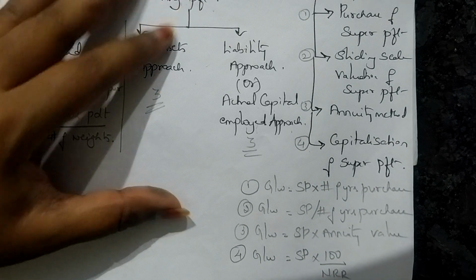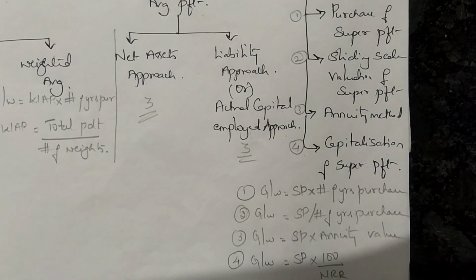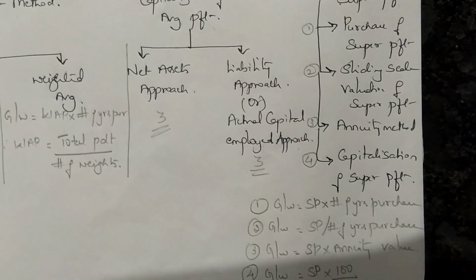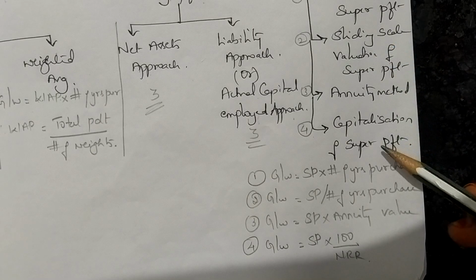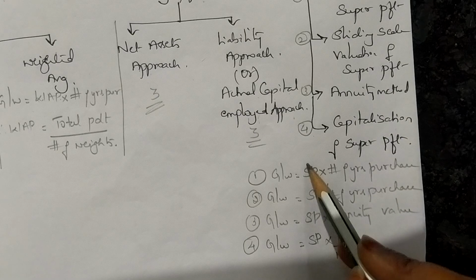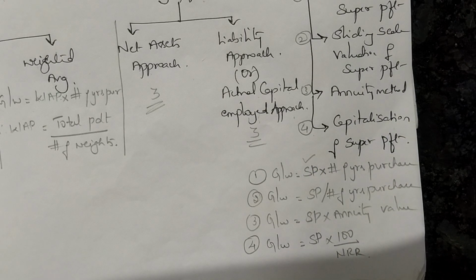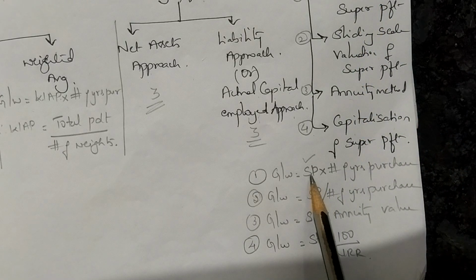So these are the formulas if the question asks you to calculate under super profit, or if they ask you to calculate under purchase, sliding, annuity or capitalization. These formulas you have to remember. Now what is common in all this? Common factor is super profit. So once the question is given to you and they ask you to find out goodwill under any of the methods, remember you should first find out the super profit, because whichever method they ask, you need super profit. Only then you can substitute in the formula.